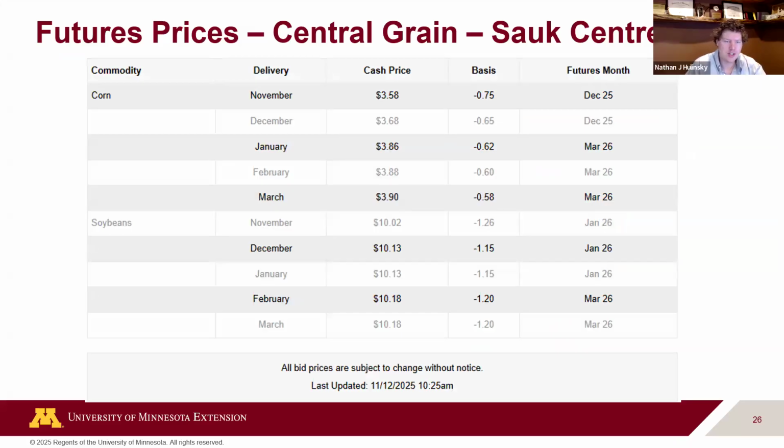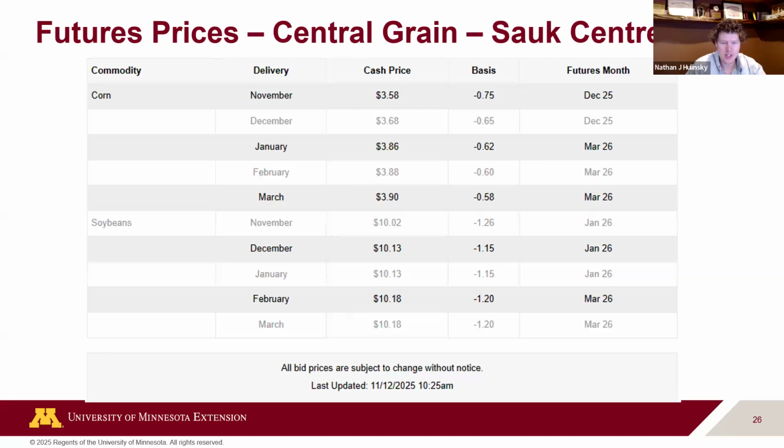These are future prices. This is out of Central Grain, out of Sauk Center. They just have easy to find published data. You can see this is as of about a week ago. Corn price there at $3.58. I highlighted that the cost of production is probably about $4.50. So farmers are probably not finding this to be profitable levels on corn ground.